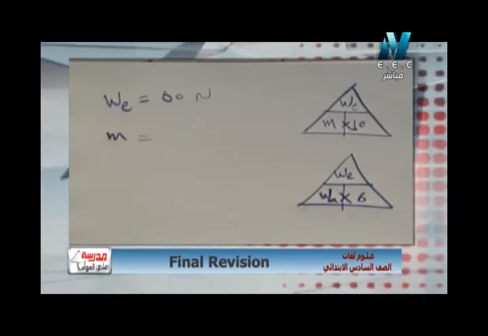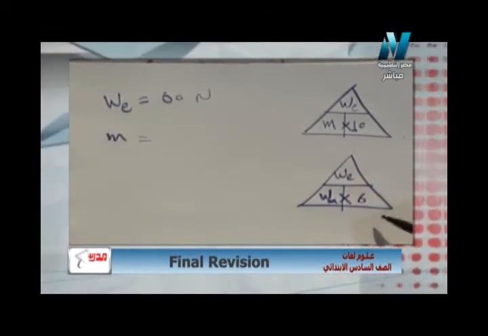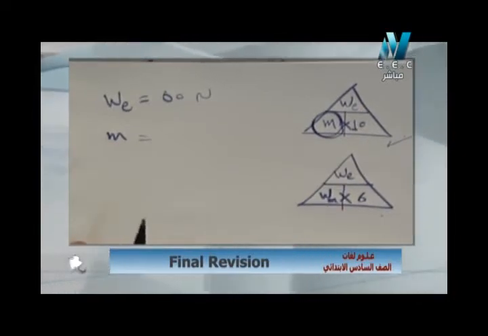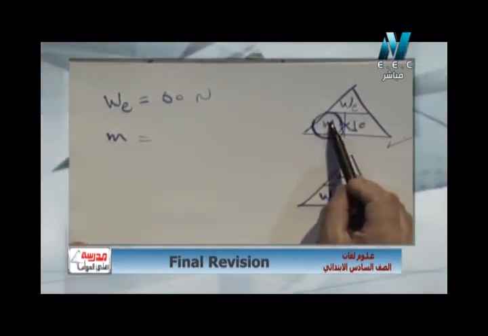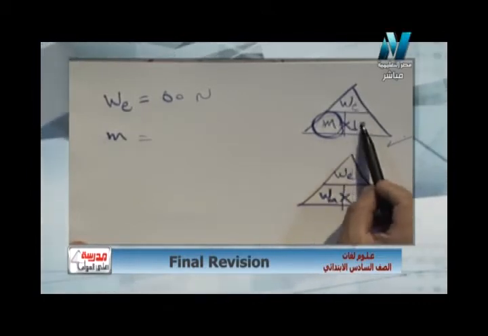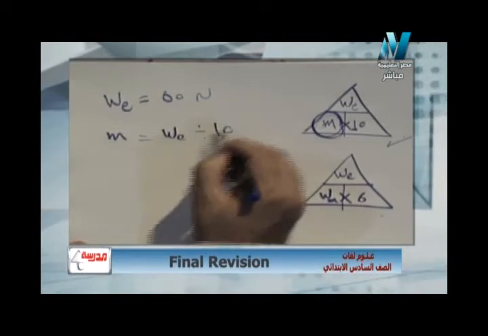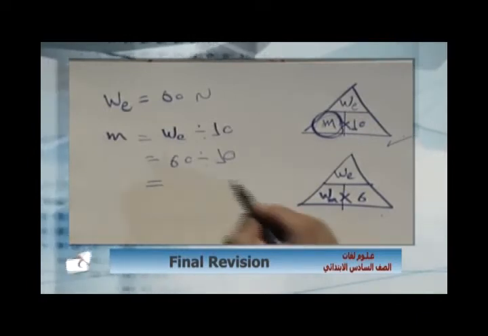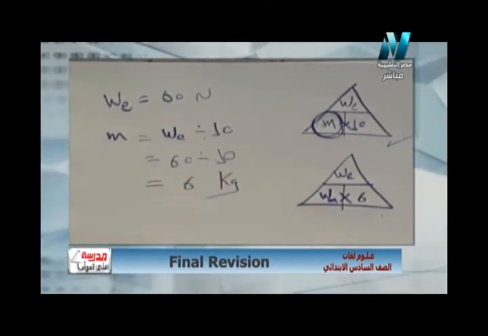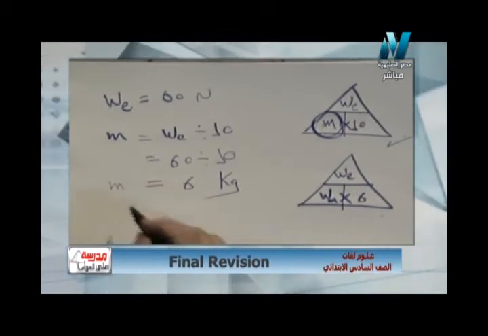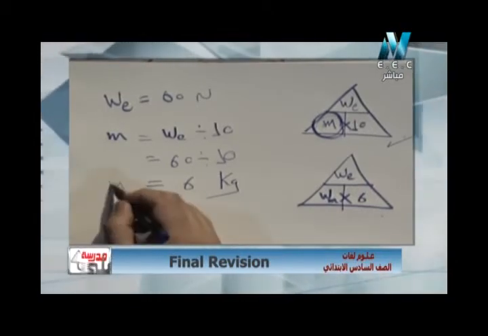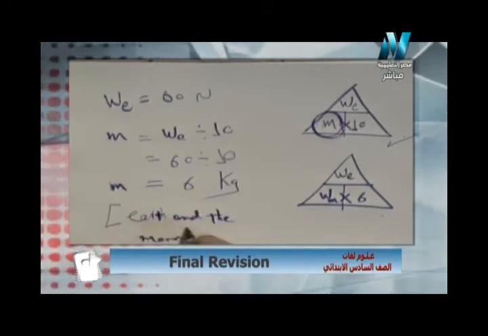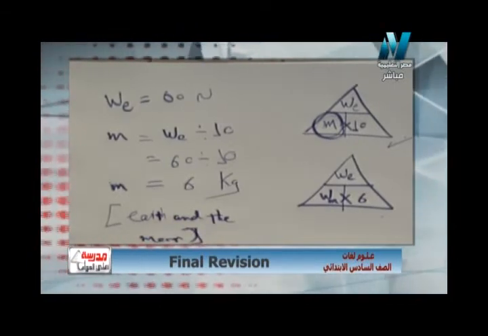Okay? For mass, do I use this triangle or this triangle? Surely this triangle because here I have mass. So I use the triangle suitable for the problem. I want mass, so mass equals weight on the Earth divided by 10. So it will be 60 divided by 10 equals 6 kilogram. It will be the mass on both Earth and Moon, because we know mass doesn't change from changing place from Earth to the Moon.